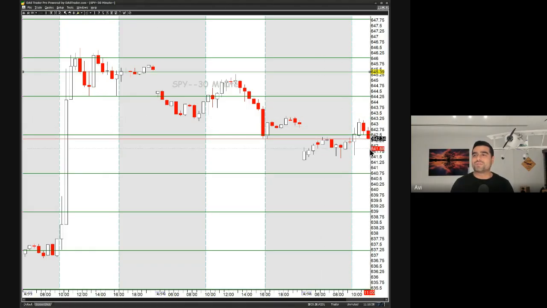Look at that. Not a perfect setup on the SPY, and it's dropping. Sure enough, this is just going right back into the choppy zone that it has been in before the market opened.